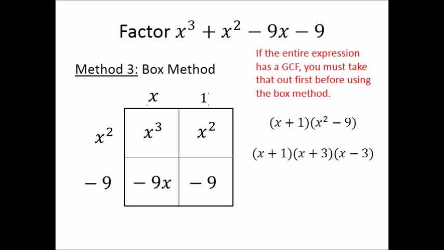You should note that if you use this method, if the entire expression x cubed plus x squared minus 9x minus 9 had a greatest common factor in all four terms, we would need to take that common factor out first before we could use the box method.